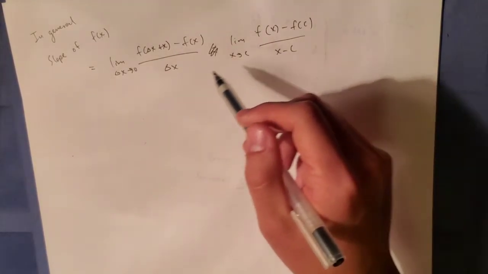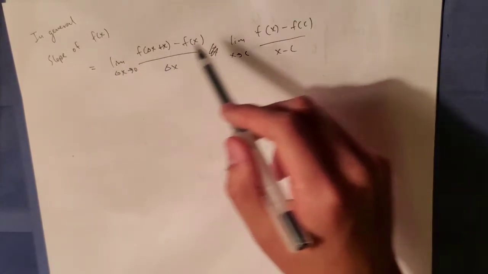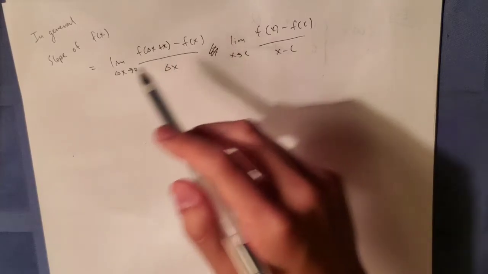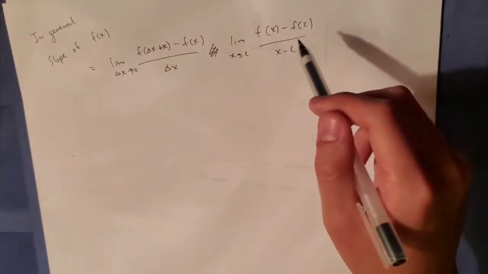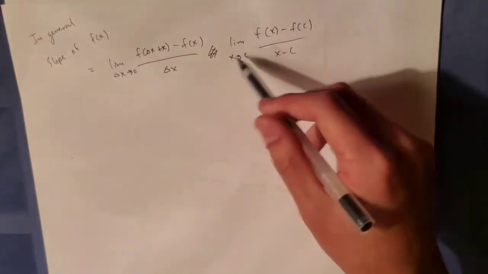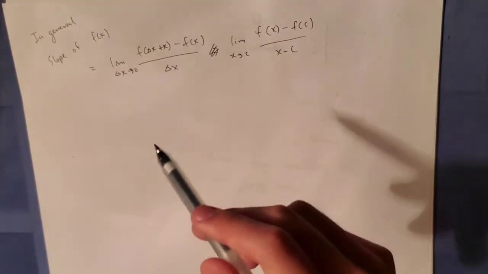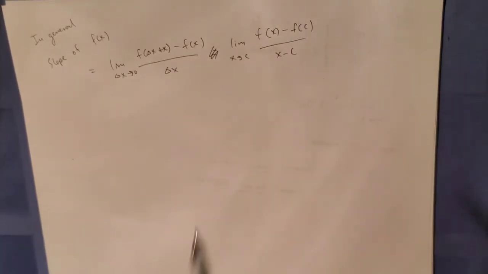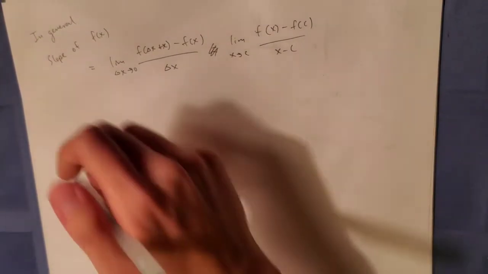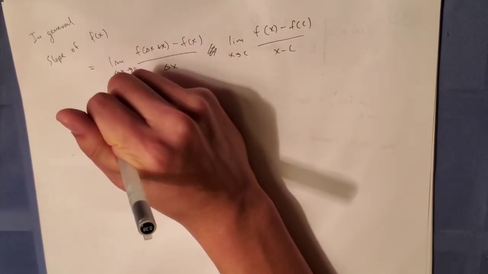So when you're trying to find slopes using the limit, make sure you consider both of these possibilities, because one of them might be easier than the other to prove, or solve for at least. Okay, now we have calculus time. Whoa.